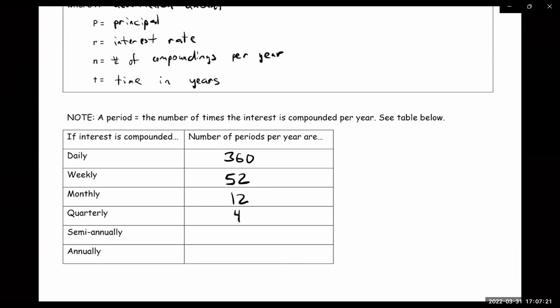Quarterly, there's 4 quarters in 1 year. Semi-annually, that means 2 times in 1 year. Semi means half or twice a year. And annually just means once a year. All right, so those are the numbers you're supposed to use for N. Whenever you see these keywords, that's what your N is.